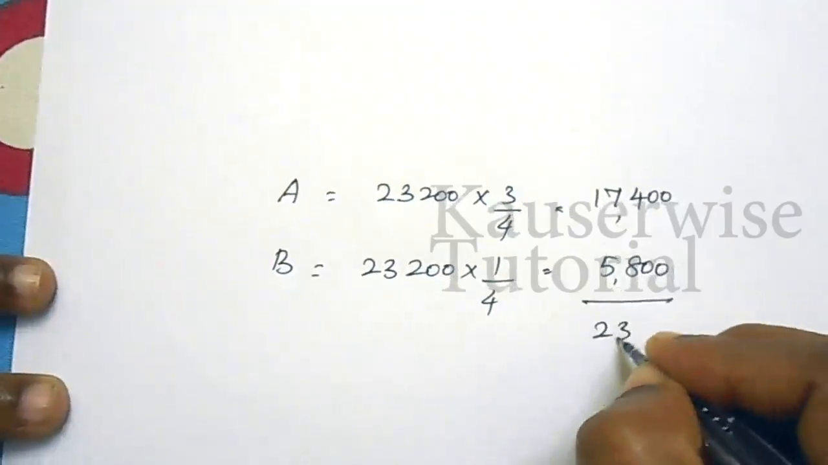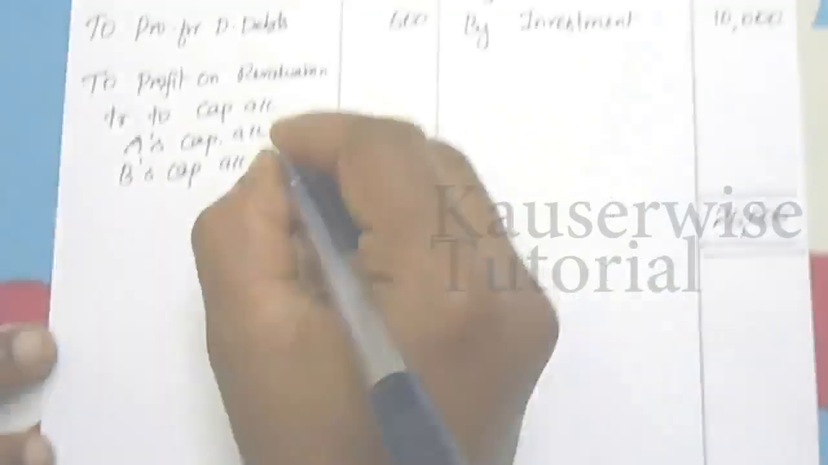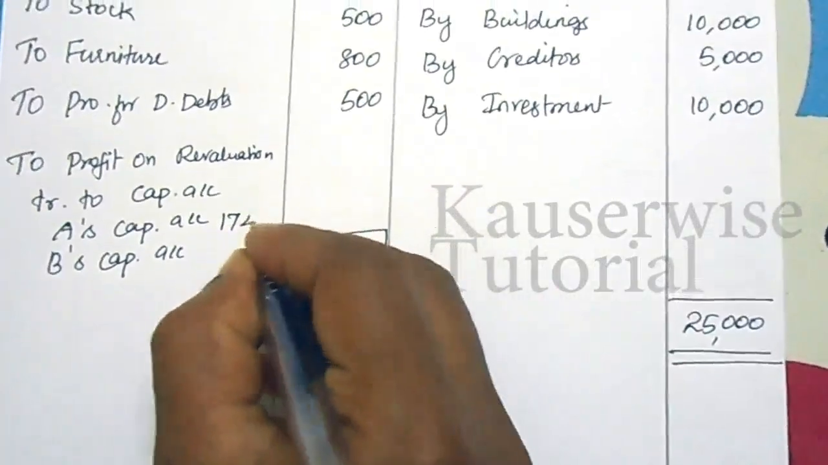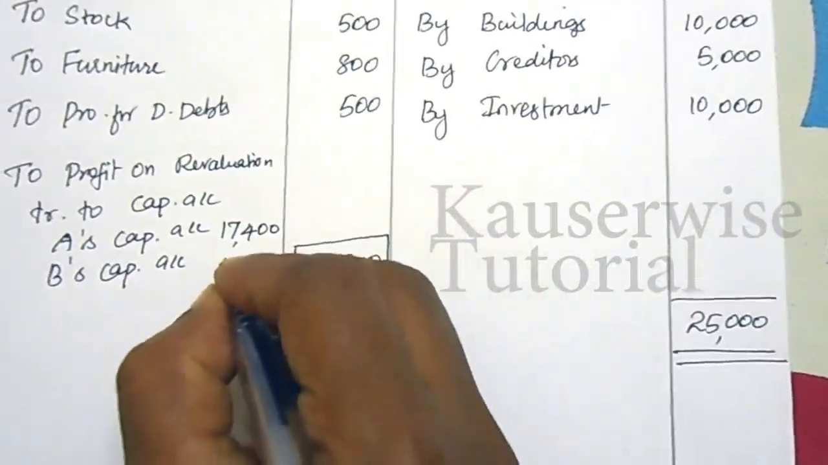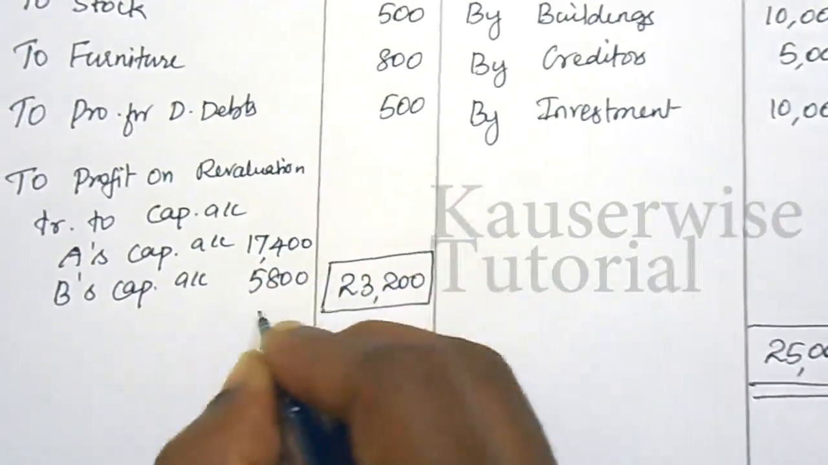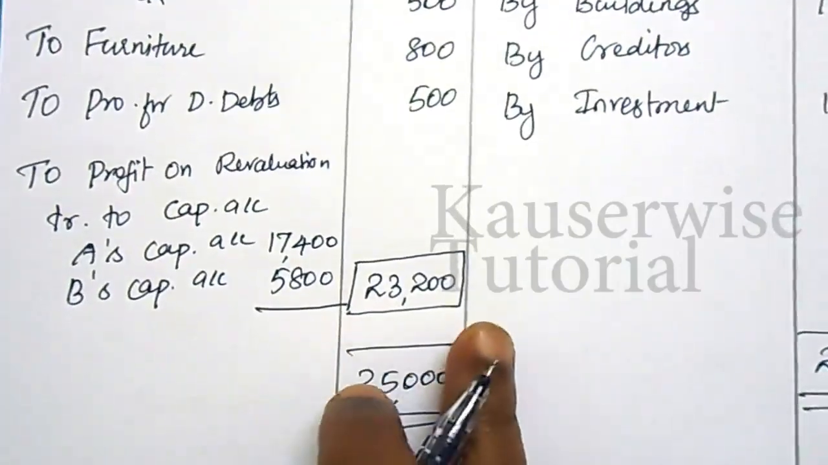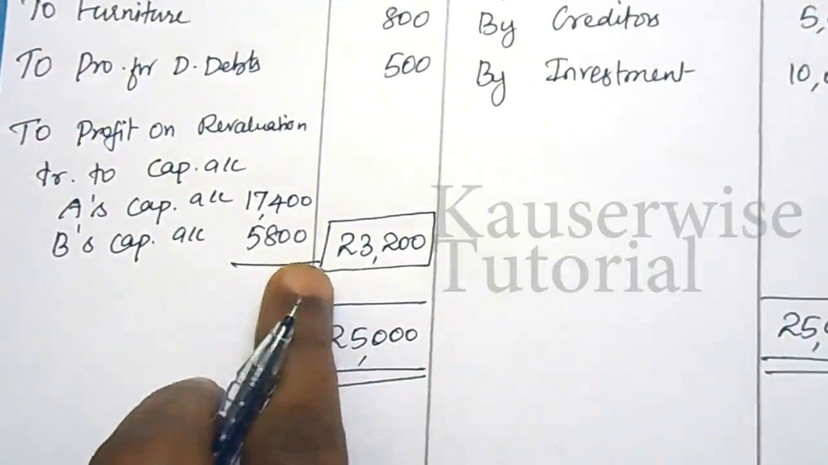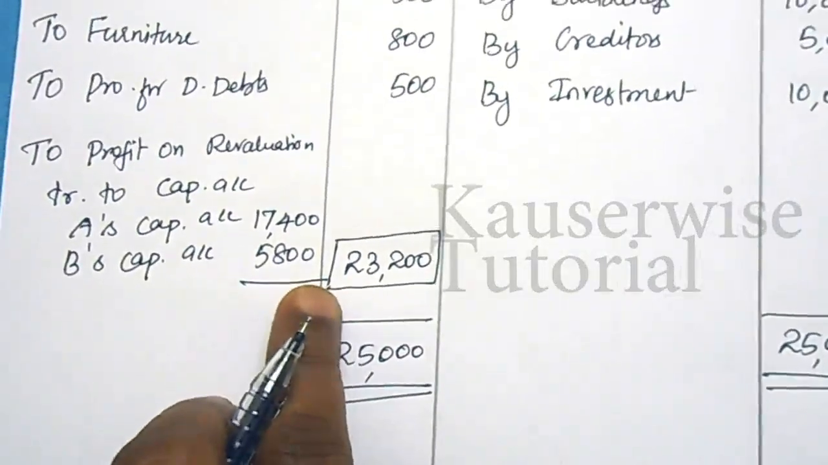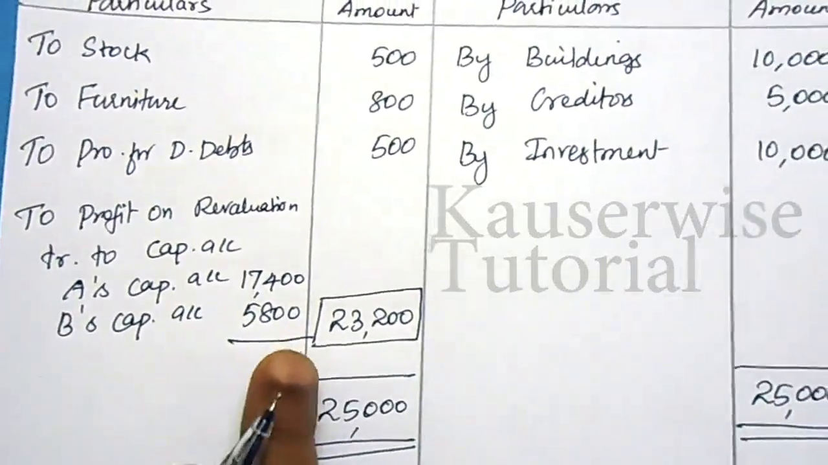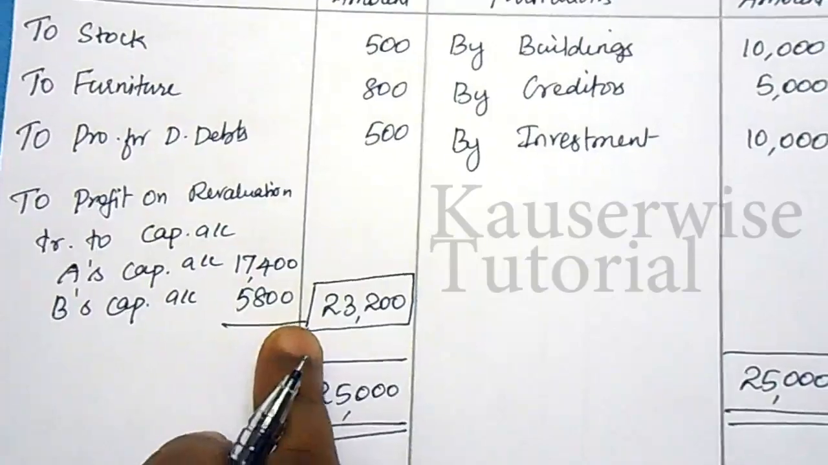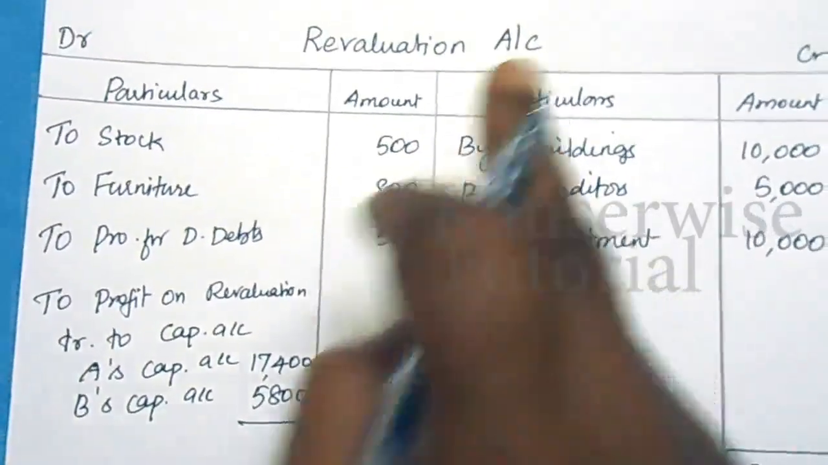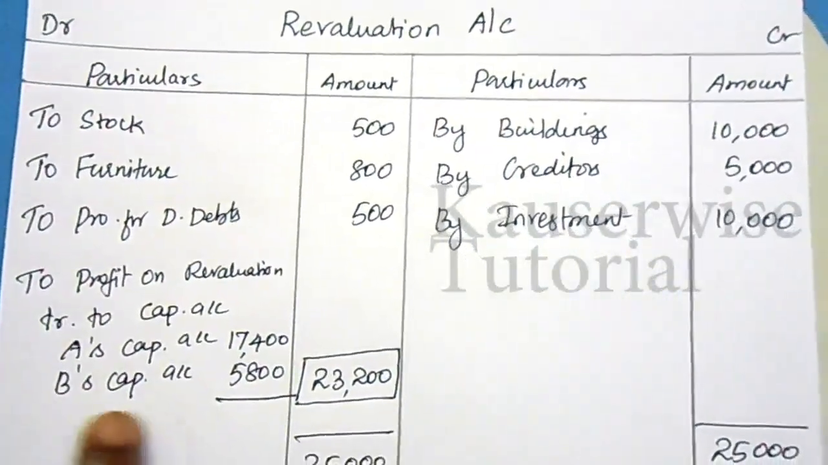Total 23,200. For A, 17,400. For B, 5,800. Total 23,200. This is the profit on revaluation. Now you have to make the journal entry for this transaction. Entry for profit on revaluation is revaluation account debit to A's capital, to B's capital.